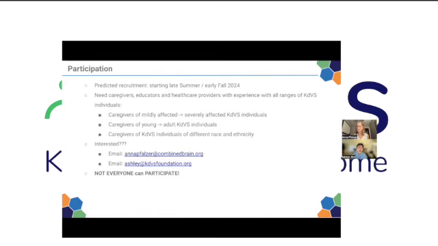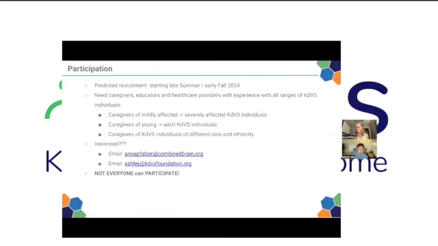individuals with Koolen-de Vries. Specifically, we are looking for caregivers of individuals who are mildly affected, as well as those who are severely affected by Koolen-de Vries. So this range will help us understand the full impact of the syndrome.